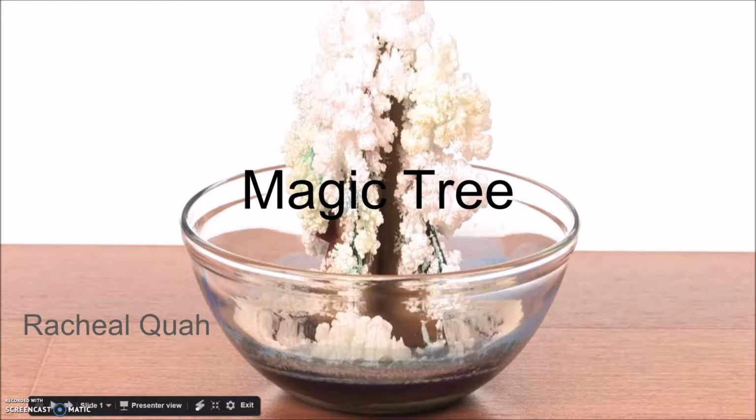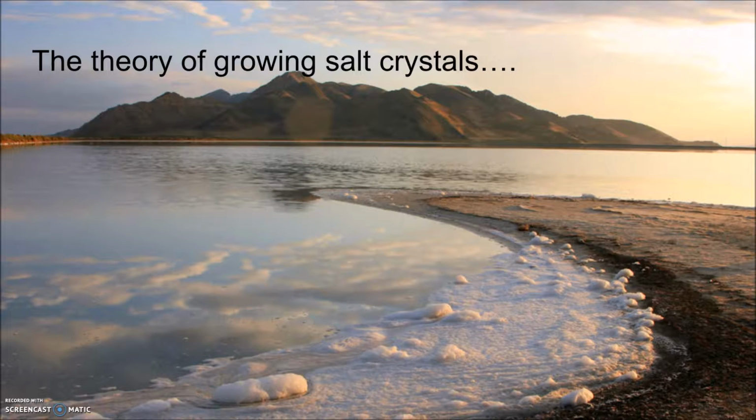Hi, my name is Rachel, and I'm going to tell you a little bit about the history of the magic tree. So, the theory of the growing salt crystals is taken from the concept where people who live near oceans transfer seawater to open pools for evaporation to take place.